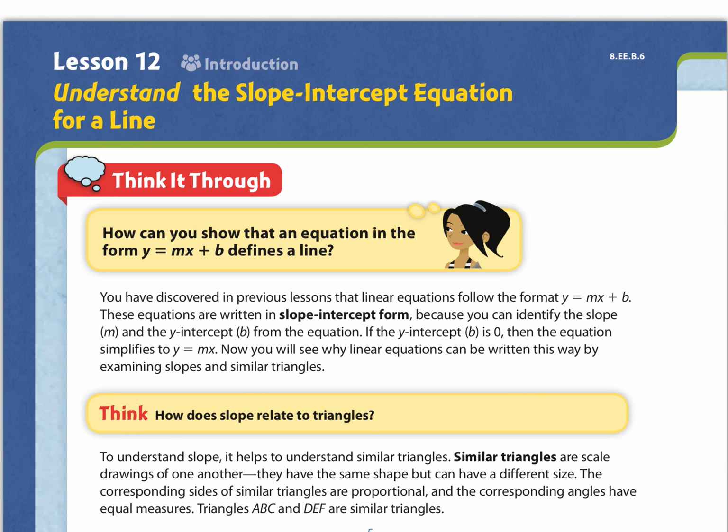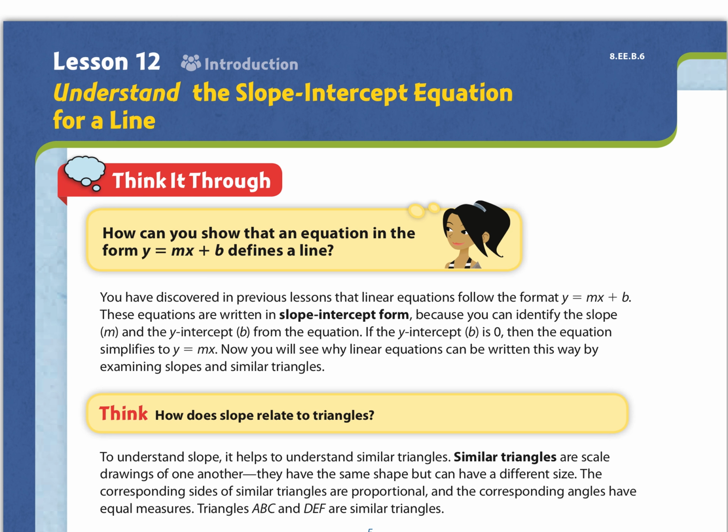All right, so understand the slope-intercept equation for a line. I need a volunteer to read the little box and also the first instructions. Diana. How can you show that an equation in the form y equals mx plus b defines a line?